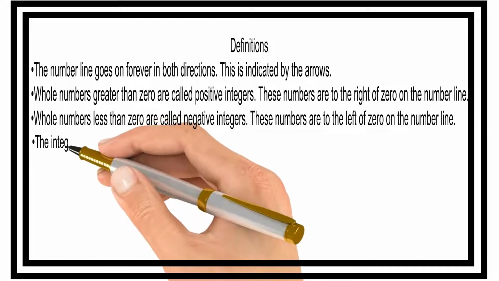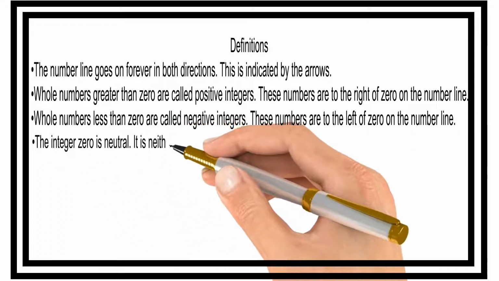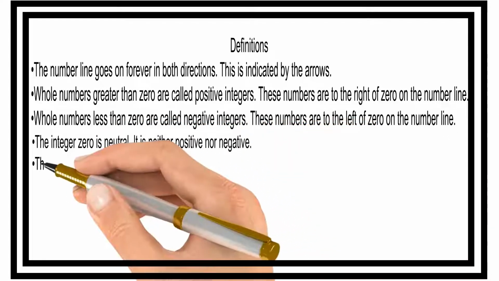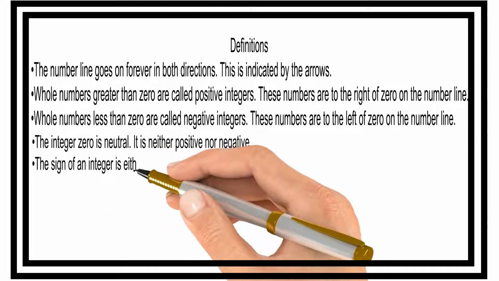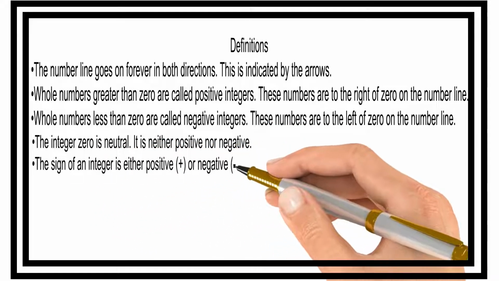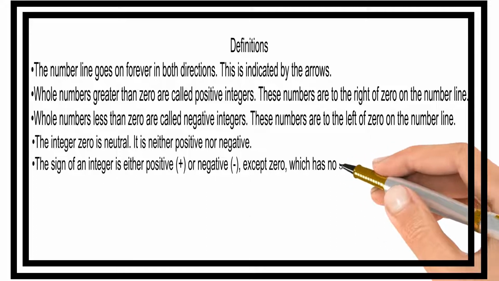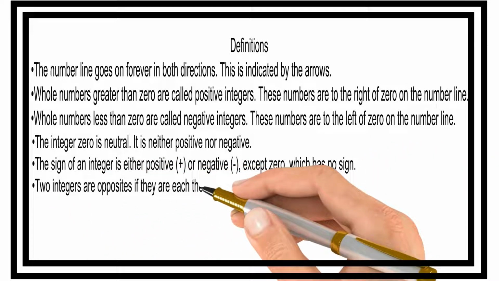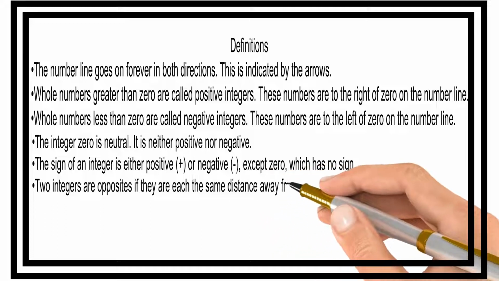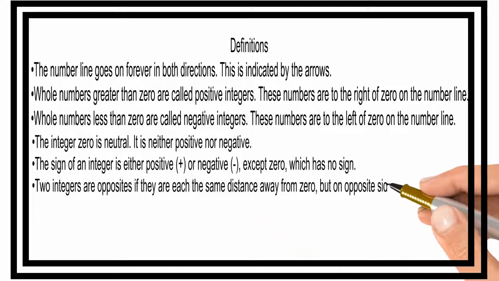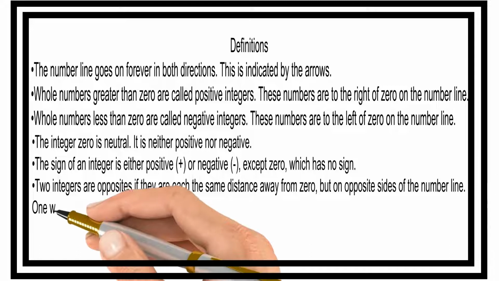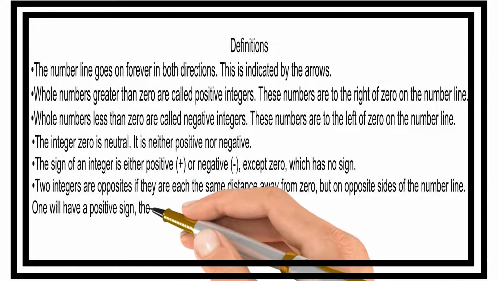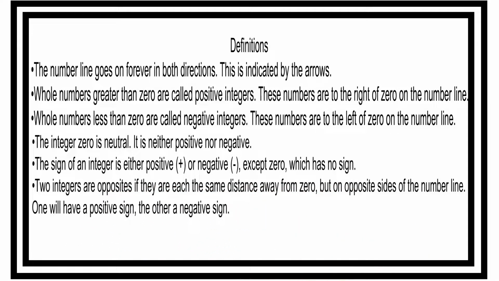The integer 0 is neutral. It is neither positive nor negative. The sign of an integer is either positive or negative, except 0, which has no sign. Two integers are opposites if they are each the same distance away from 0, but on opposite sides of the number line. One will have a positive sign, the other a negative sign.